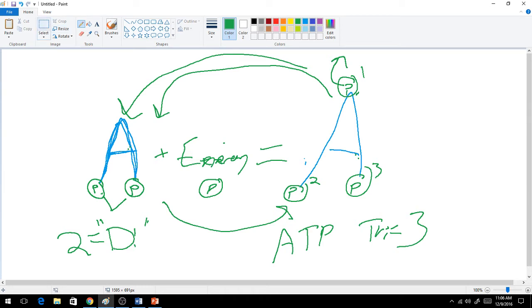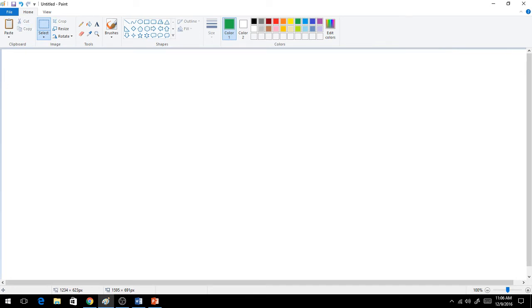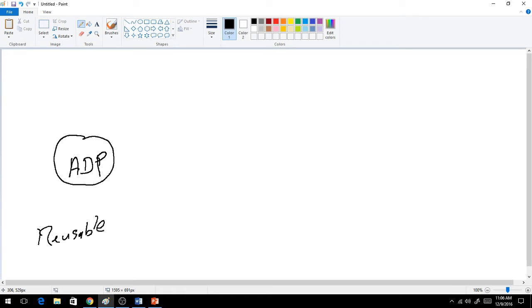So let's clear the board. Again, I want this to be clear. I'll switch back to black just to make it a little simpler. So I'm just going to simplify. ADP. This guy's reusable. It's kind of like a shopping cart.